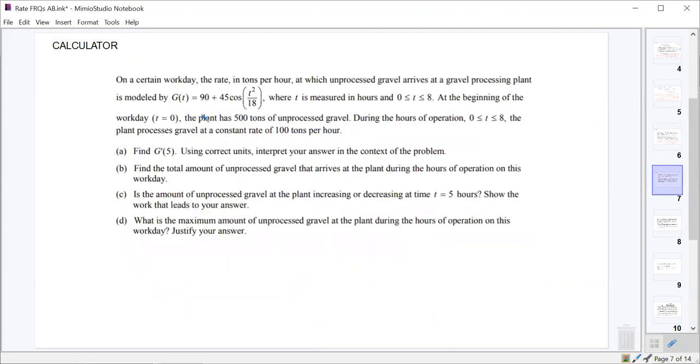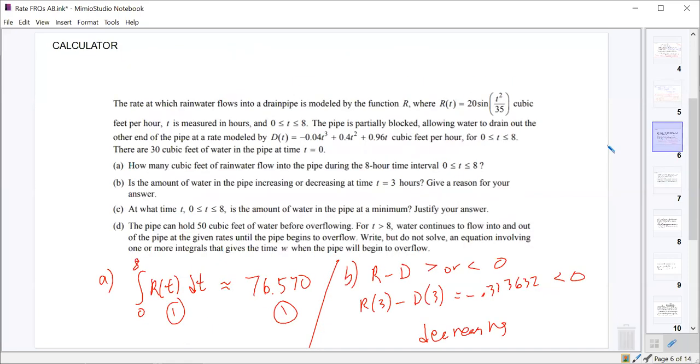All right, let's take a look at, not this, part C. Where did it go? There we go, part C. Oh, yeah, sorry, the point breakdown for B. 2 points. 1, if you looked at R of 3 and D of 3. 1 for decreasing with a reason.